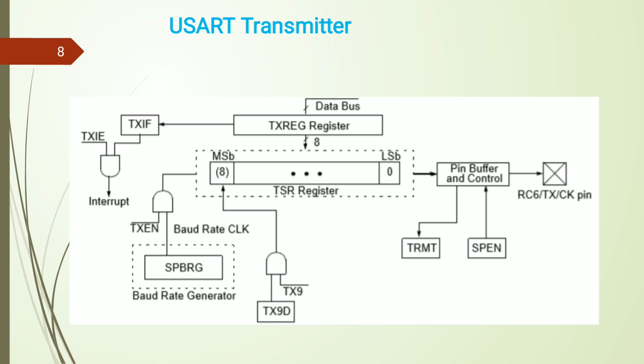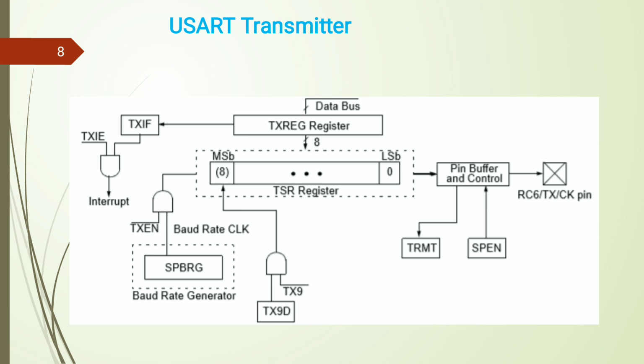And for the transmission purpose, it is necessary to make the SPEN bit high, that is, transmission is allowed with the help of SPEN equal to 1. So this is the working structure of the USART transmitter. Generally, consider that for 8-bit transmission there is no need of TX9 and TX9D. So their case is a don't care condition.